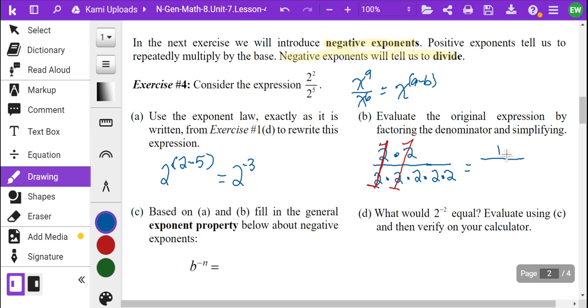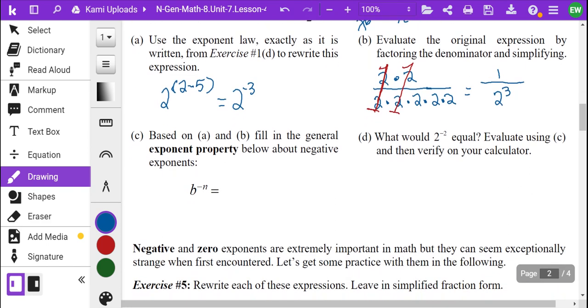The numerator, not the top. And the bottom I have 1 times 1 times 2 times 2 times 2. And that's 1 over, let's just write it as 2 to the third. So we have a fraction. So it looks like with negative exponents, when it tells us to divide, we're actually going to be writing these as fractions.